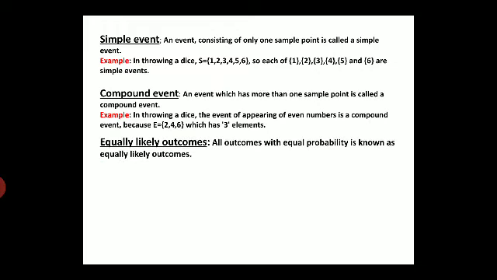Then we'll discuss about equally likely outcomes. All outcomes with equal probability is known as equally likely outcomes. Example, when a coin is tossed, both the two faces, head or tail, are equally likely to come up.